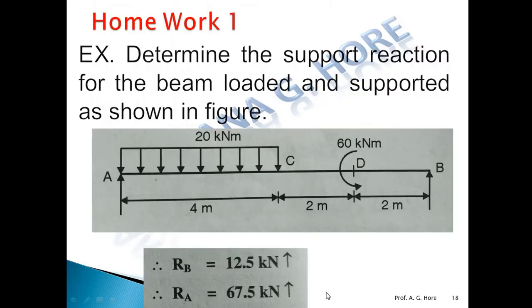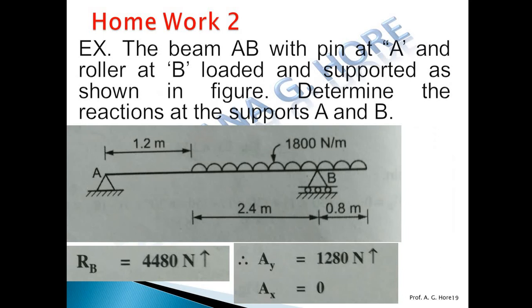So this is a homework. Do this homework. Here it is a simple beam AB along with the UDL from A to C over the span of 4 meter. हमें यहाँ पे support reaction निकालनी है beam के लिए, and these are the answers. Okay, so do this as a homework. This is the second homework. Again we want to find the reactions at the supports A and B. A is a hinge, B is a roller support. Answers are given.